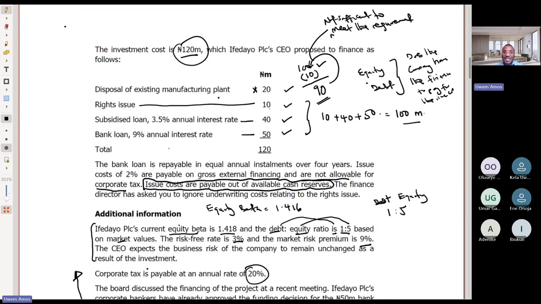So I need to borrow more than this 100 million. Maybe I need to borrow 110 instead of 100 million, so that from the 110, I will pay 10 million, and then I'll be left with the 100 on the dot, which is what I need. And that would be if I don't have any reserve somewhere to pay that 10 million. But what if I had a reserve of 10 million somewhere? I will just borrow the 100 million on the dot, and then use my reserve to pay for the issue cost.